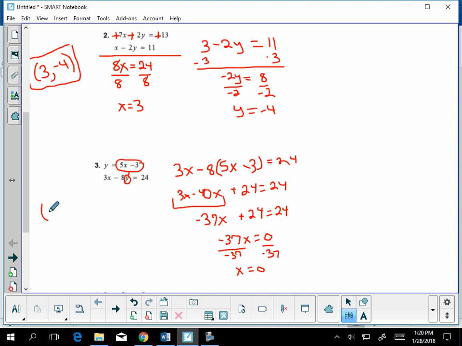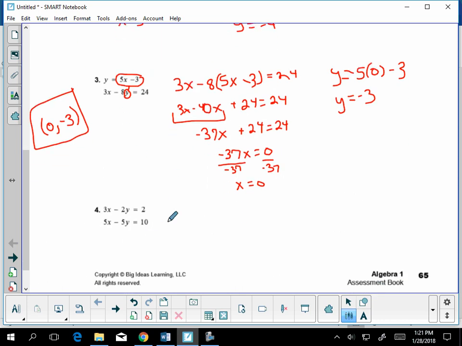Well, there's half of my answer. I just need the y-coordinate. And on this one, I think that top equation is going to be a lot easier because that y is already solved for. We know 5 times 0 is 0. Just do the math, and you get y equals negative 3. There's my solution.